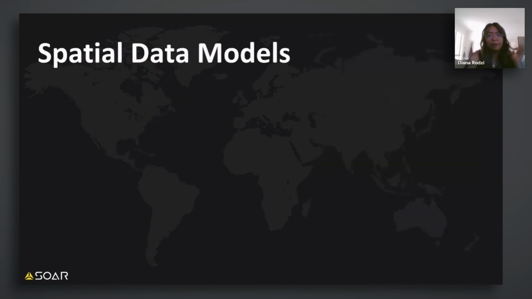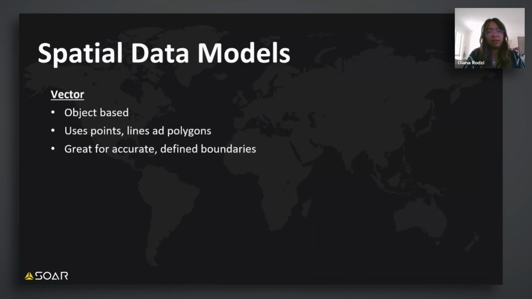Now, we talked about data, but we haven't talked about the type of data yet. So there are actually two forms of spatial data models. The first one being vector-based data. So vector is object-based, and it generally uses points, lines, and polygons. And it's great for accurate and defined boundaries. So something like rivers and roads and houses, specific locations, vector data is great for that.